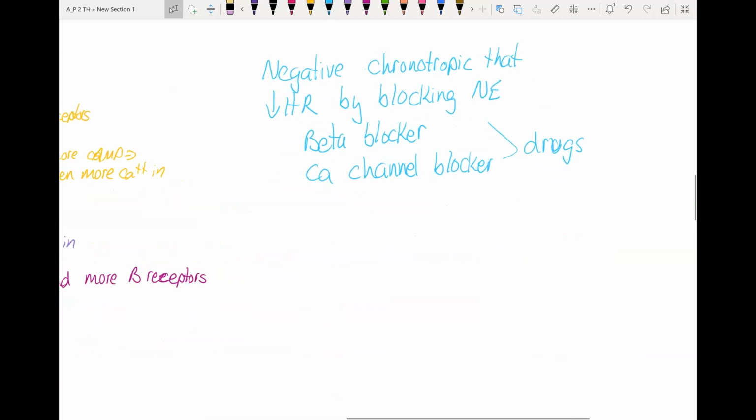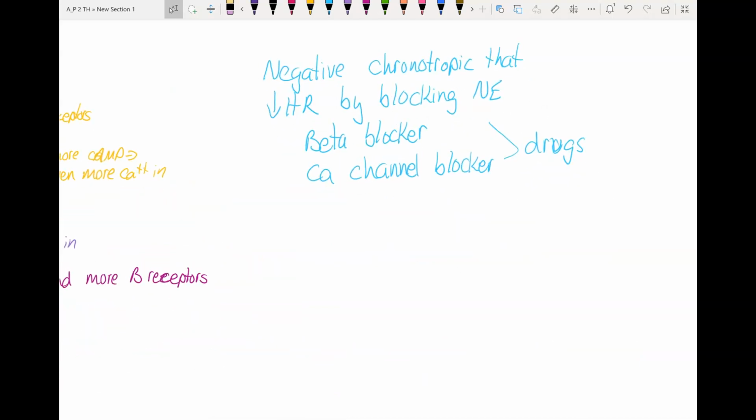So beta blockers are going to work because they prevent the norepinephrine from binding. So you can still have norepinephrine floating around in your body, but now it can't bind to the receptors. And the calcium channel blocker drugs prevent the calcium from coming in.